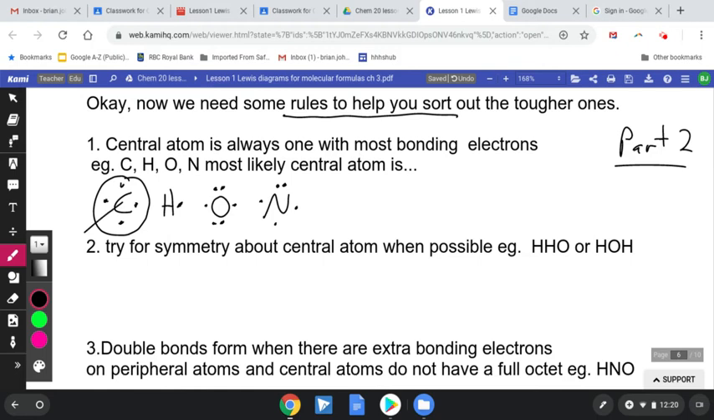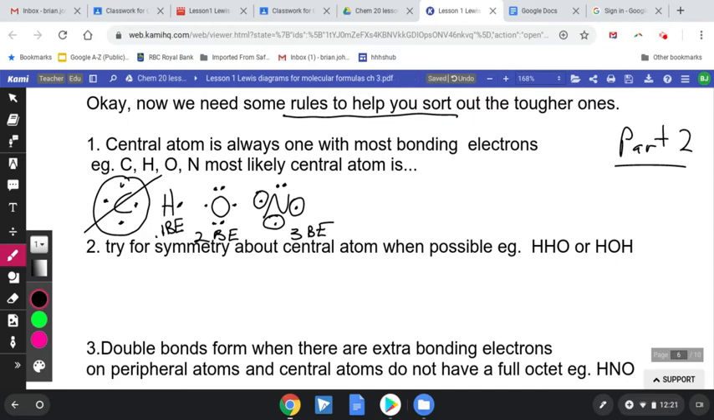If carbon was out, what would be your next choice? Most bonding electrons would be nitrogen with 3 bonding electrons. If nitrogen was not part of the molecule, then you'd go to oxygen with 2 bonding electrons, and hydrogen is always going to be a peripheral atom because it has 1 bonding electron.